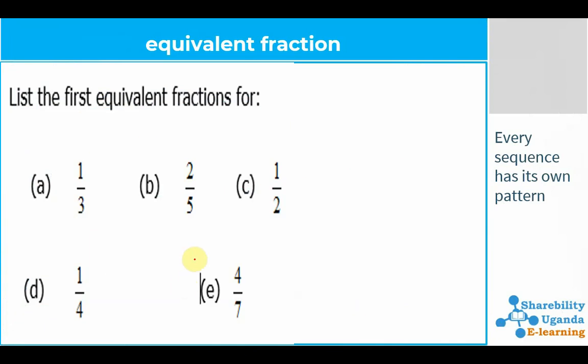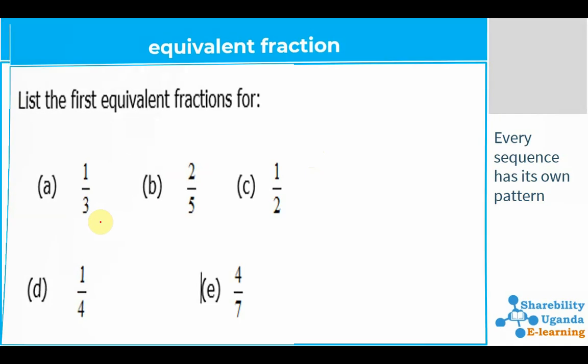Let's also look at some more examples that have been given. They are saying, list the first equivalent fraction for. So here they are giving you a command that you are going to first list out the first equivalent fraction. That means you are only going to use one number. We have 1 out of 3. Let's see how we get it.